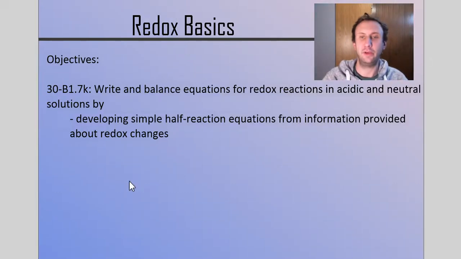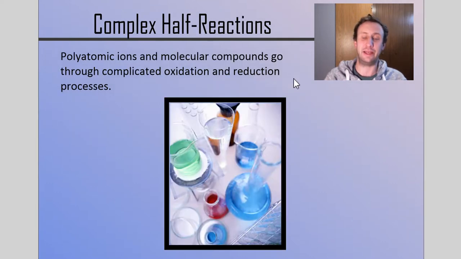Okay, so now that we know how to do half reactions, we're actually going to work on doing half reactions in an acidic medium. So today's objective is to write and balance equations for redox reactions in acidic and neutral solutions by developing simple half reaction equations from information provided about redox changes. Essentially, you are going to learn how to write more complex half reactions for when things are in a solution or an acidic solution. Okay, so an acidic medium is what we call this.